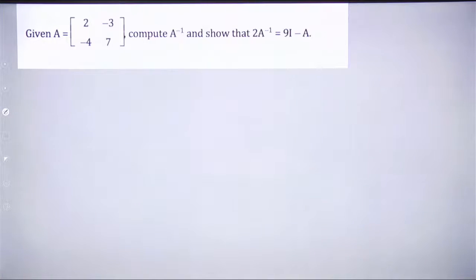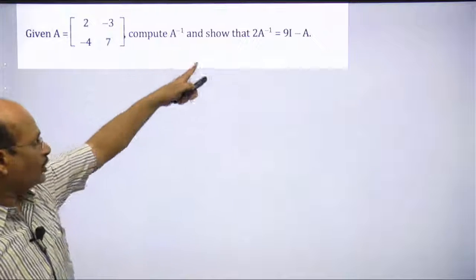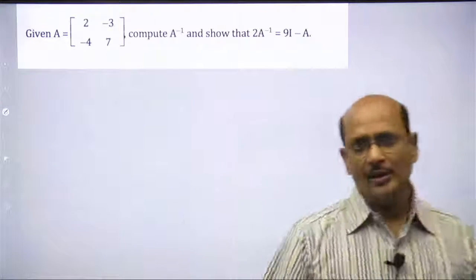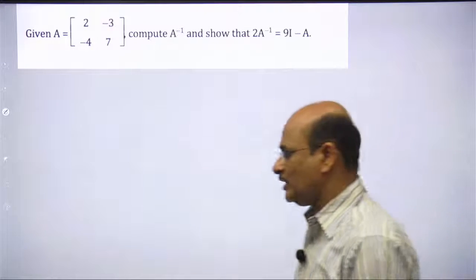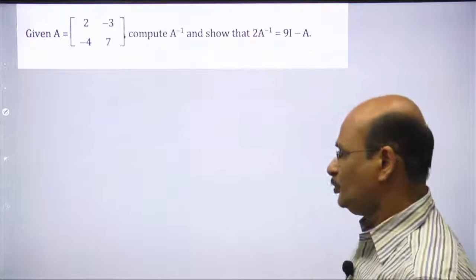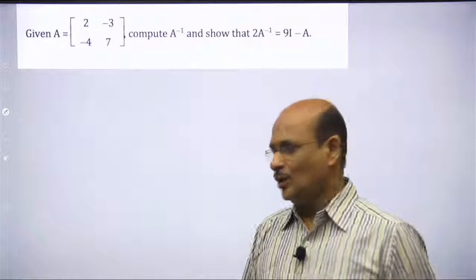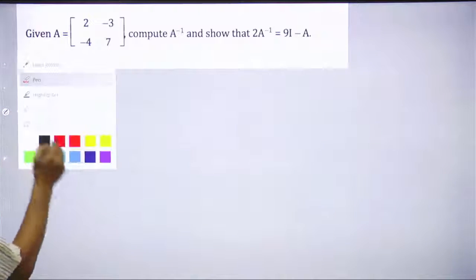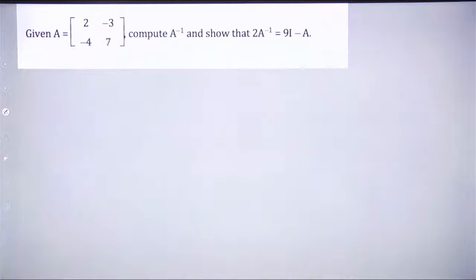A is given as [2, -3; -4, 7]. Compute A inverse and show that 2A inverse is equal to 9I minus A. So actually I would give this 2 marks. Okay, so what is the pattern here? Let us see this portion clearly. So, compute A inverse.